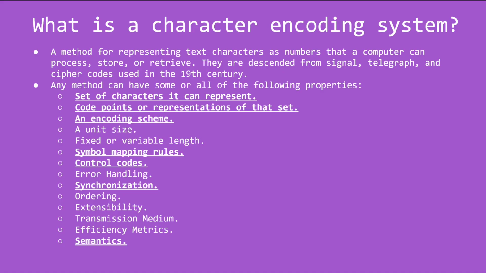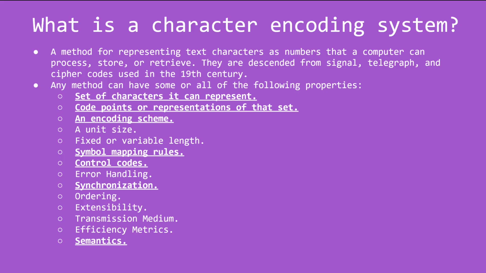Now, what exactly is a character encoding system? Well, it's just any method for representing text characters as numbers so a computer can process, store, or retrieve them. They're descended from signal, telegraph, and cipher codes used in the 19th century.